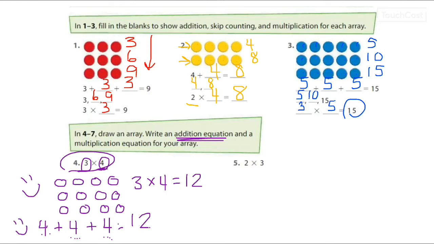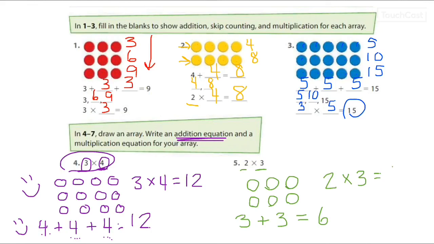Let's try one more. Let's do green. So I have 2 rows of 3. So how many are going to be in each row? 3. So I'm going to go 1, 2, 3. There's 1 row of 3. 1, 2, 3. There's 2 rows of 3. How would I write it as an addition sentence? Well, let's see. I'm going to write 2 3s. So 3 plus 3. A 3 for each row equals, I bet you knew this one, it's 6. So 2 times 3 equals 6.